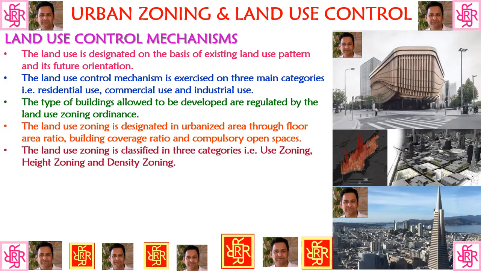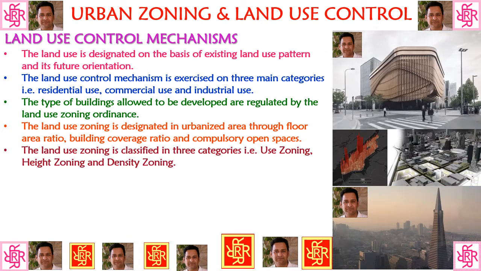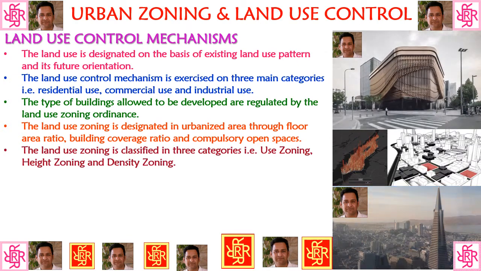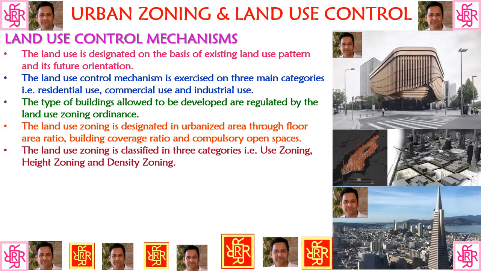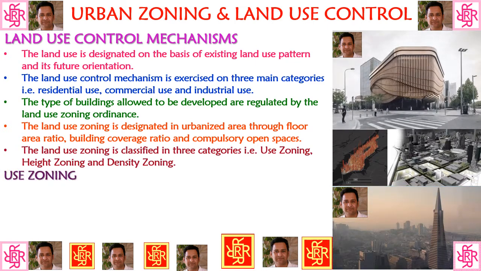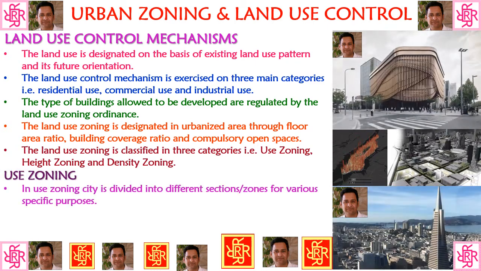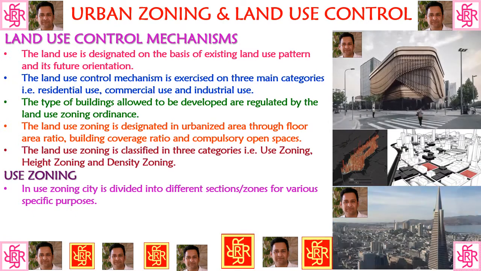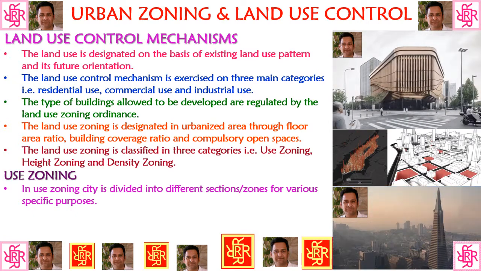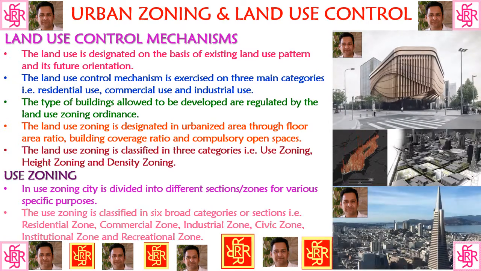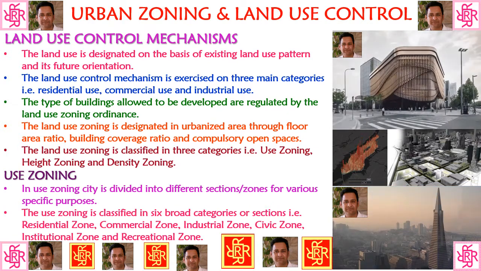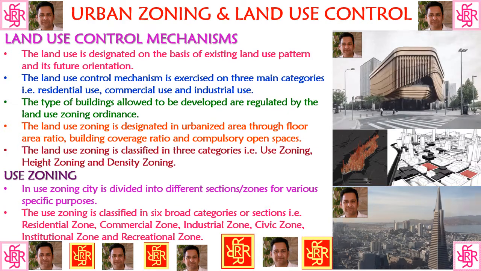The land use zoning is classified in three categories. First, there is use zoning. Then there is height zoning. And then there is density zoning. What is use zoning? In use zoning, the city is divided into different sections or zones for various specific purposes. These use zonings are classified in six broad categories or sections.